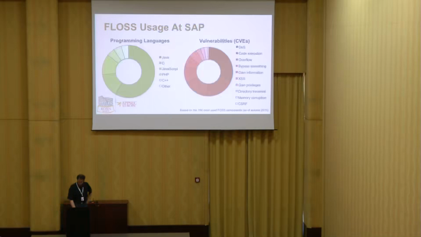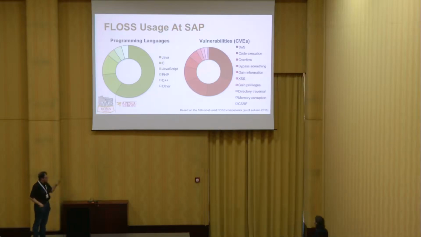Before I hand over to Stanislav, let's have a quick look at the actual open source usage at SAP as it was last year, autumn 2015. For the 166 most used components, so SAP is using a lot more, but that's only the top most used ones, we see that most of the language projects are implemented in Java. Then we have a lot of JavaScript and C as well.